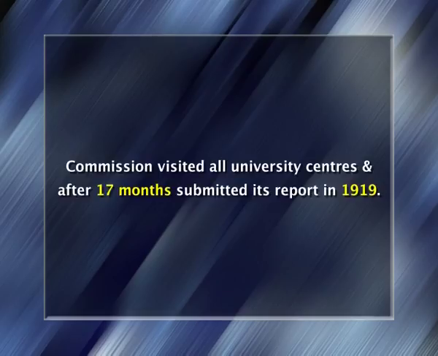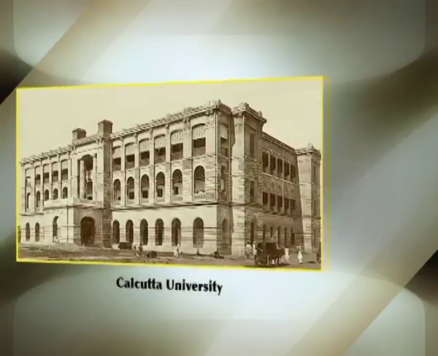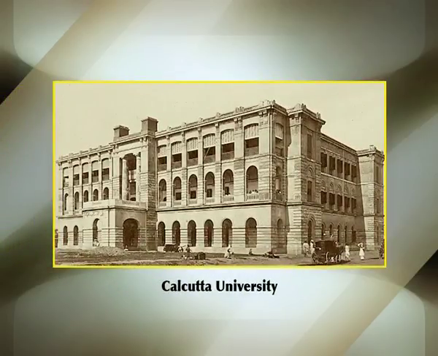The commission visited all the university centers and after 17 months submitted its report in 1919. The report consists of 13 volumes giving a critical and comprehensive survey of educational problems of secondary, college and university education in India. Although it deals with the Calcutta University only, the problems that it tackled were more or less common to the other Indian universities also. The suggestions therefore were equally applicable to other universities in the country. Hence, the report of the commission had far-reaching consequences upon the development of university education in India as a whole.